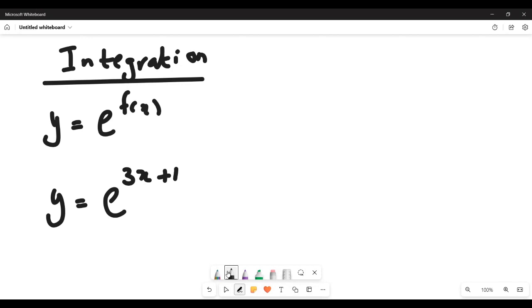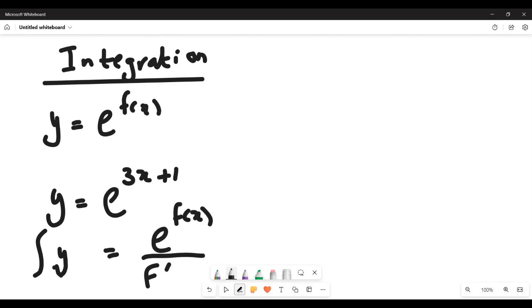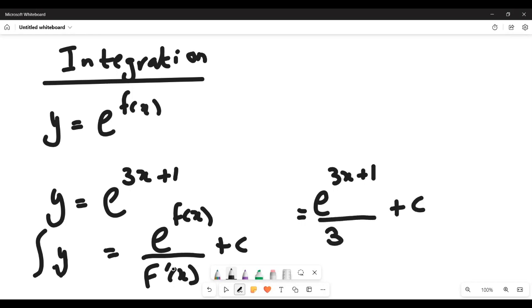All right. So if you're integrating this, then the rule of integration is that if you're integrating y, it becomes e fx upon f prime x plus c. Now this is a shortcut of an actual longer rule that we don't need to apply if fx is linear. So the integration of e power 3x plus 1 is going to be e power 3x plus 1 upon the derivative of 3x plus 1, which is 3, plus c.